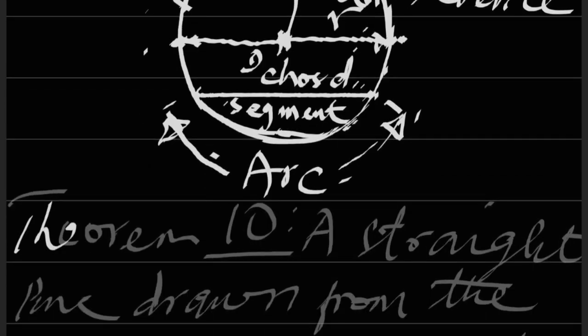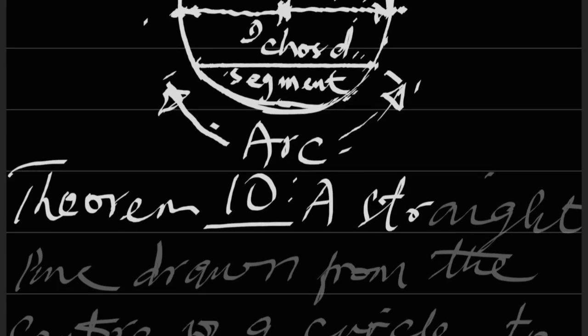We will start with theorem 10. Theorem 10. Why is it called theorem 10 and not theorem 1? Theorem 1, 2, 3 up to theorem 9 is in SS1 scheme of work. So in SS2 scheme of work, we start from theorem 10 and then we'll build on and on. This is what the theorem said.